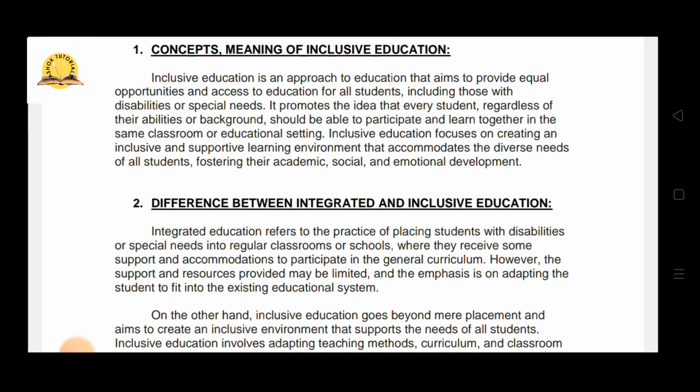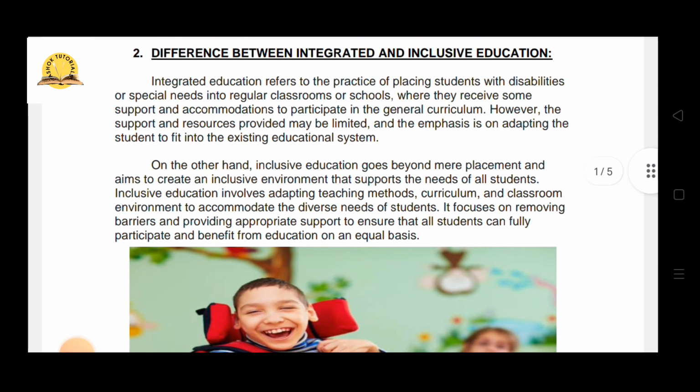So different types of development we have already studied: physical development, cognitive development, emotional development, social development, right? So all those spheres of life or areas of development are also taken care of in inclusive education. So I hope this is clear, right? So let us go to the next one, that is the difference between integrated and inclusive education.